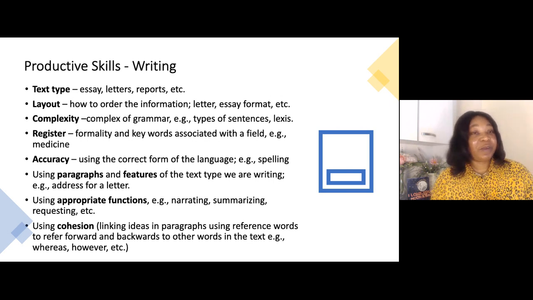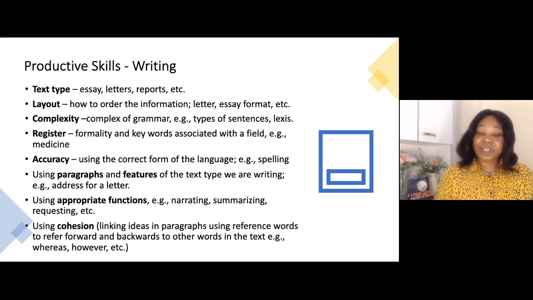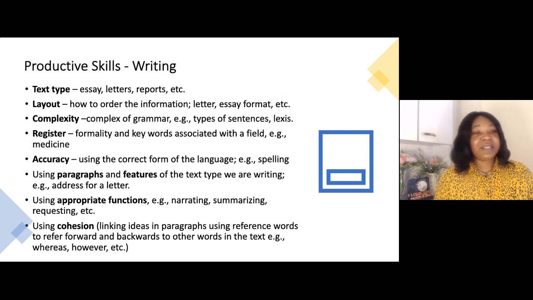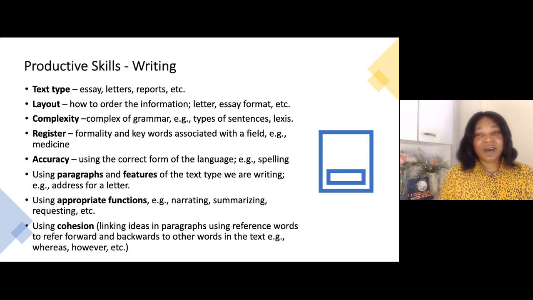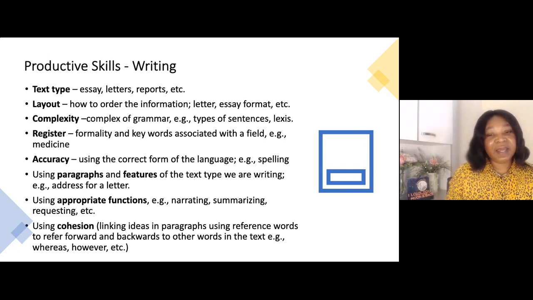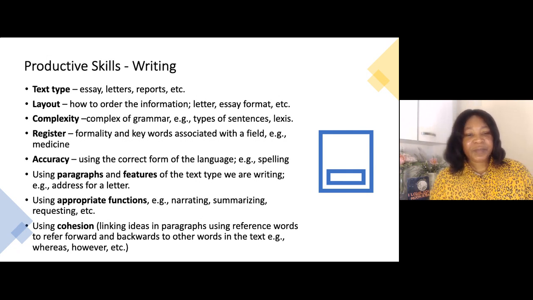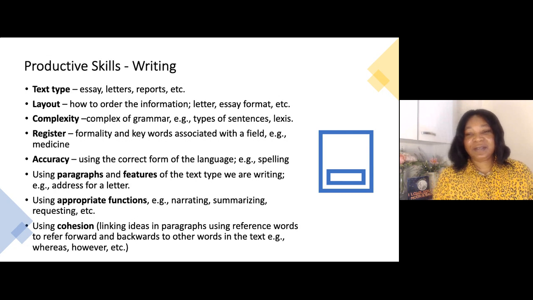Are we using appropriate functions? The expressions that are used, are they appropriate? Or are we using the wrong language to describe something else? So if we're writing a story, are we narrating? If we're writing a report of something that happened and we're asked to write it in 150 words, are we summarizing that into that small text? If we're writing a letter, what is the function of that letter? I'm requesting, maybe, I'm asking my dad to send me some money. So, what is the kind of language that would fit into that?